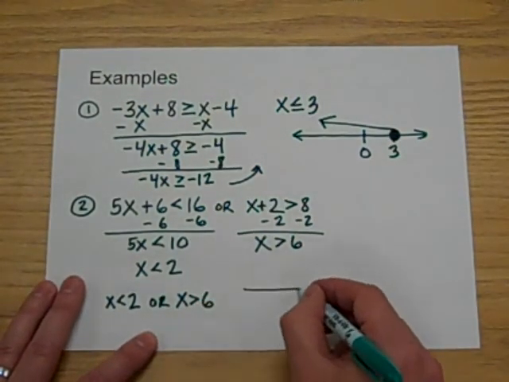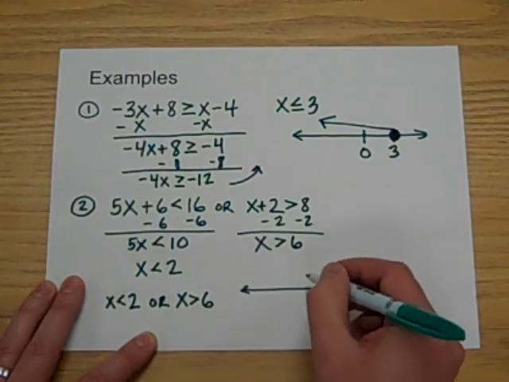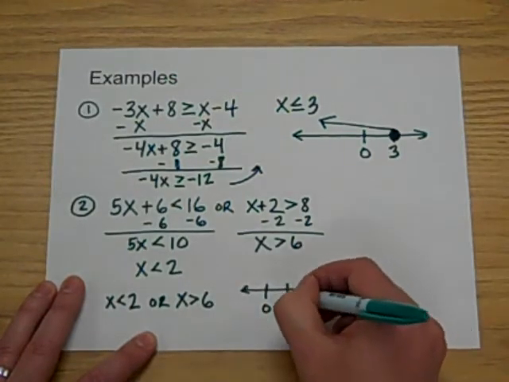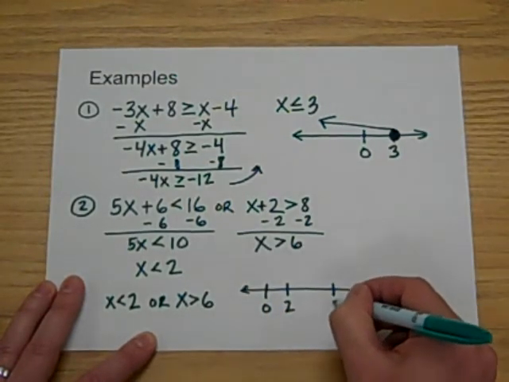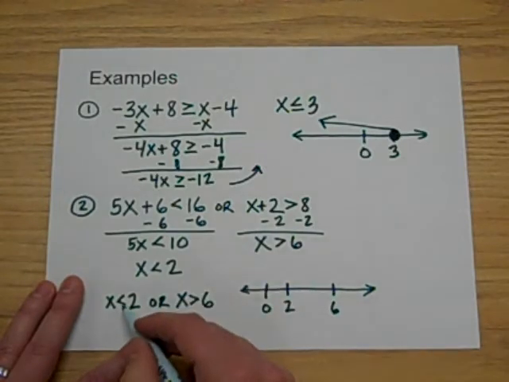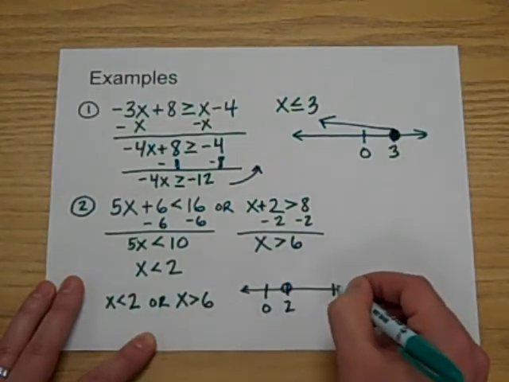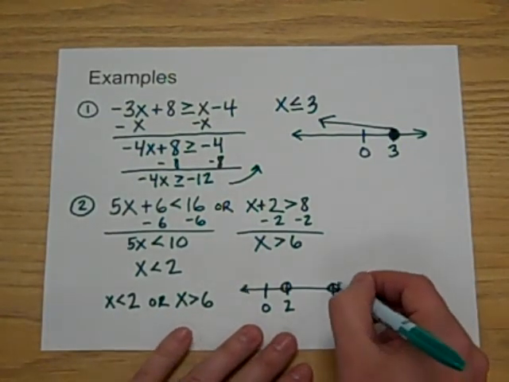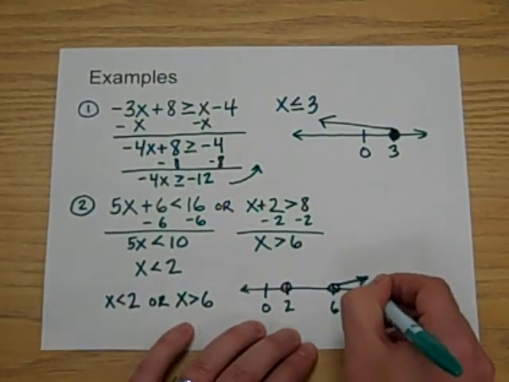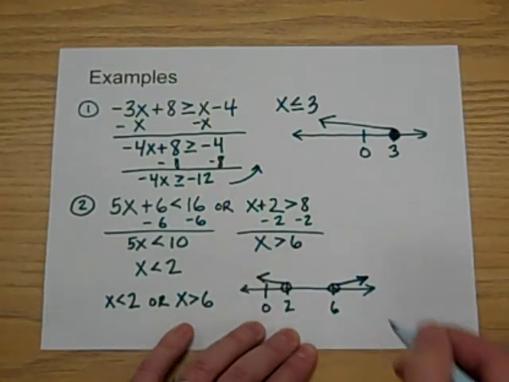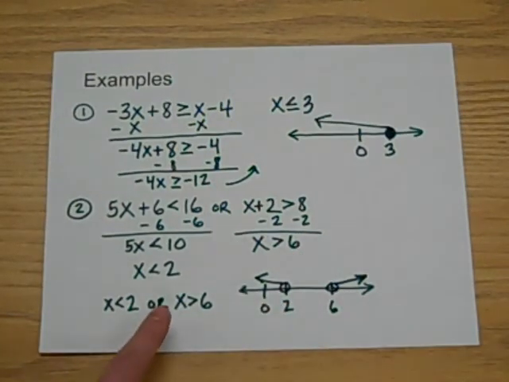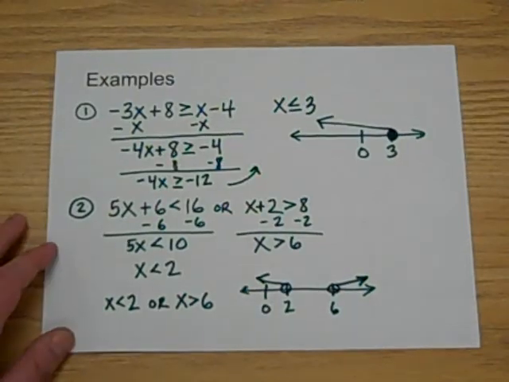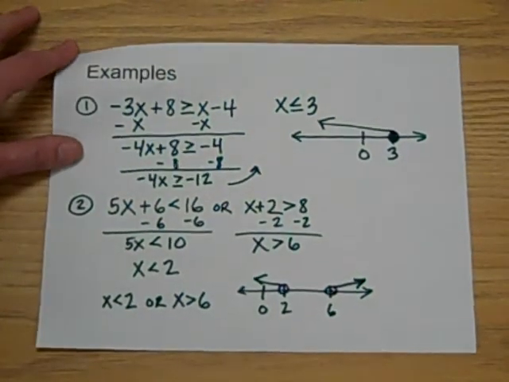The graph will look like this. There's 0, 2, and 6. Since I have no equal signs under the inequalities, I'm going to put open circles at each. Since it's an or, I'm going to draw the arrows in opposite directions, like the oars of a boat. And there's my solution. Solution and graph. So that's an or inequality.